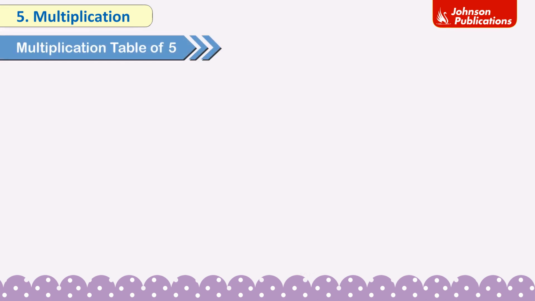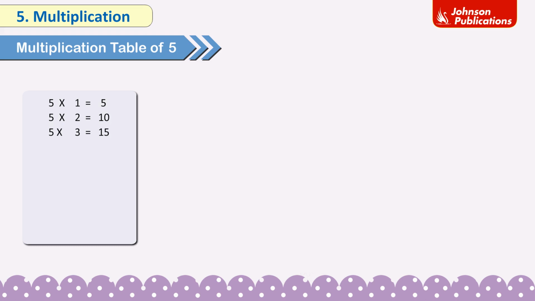Multiplication table of 5. 5 times 1 equals 5. 5 times 2 equals 10. 5 times 3 equals 15. 5 times 4 equals 20. 5 times 5 equals 25.